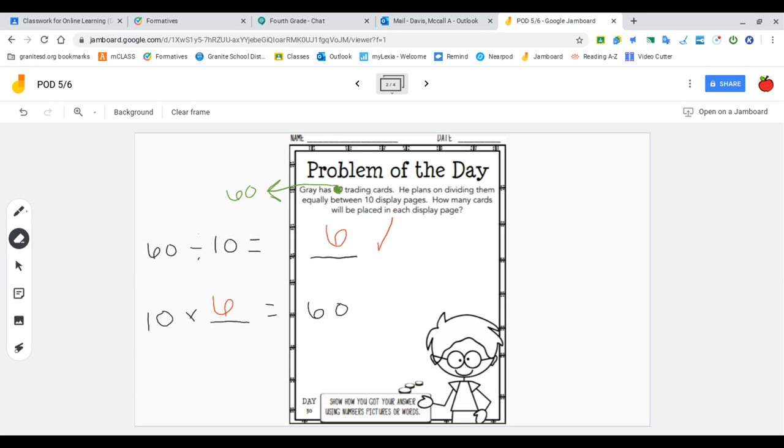You have some different numbers. In your question, Gray has 90 trading cards.